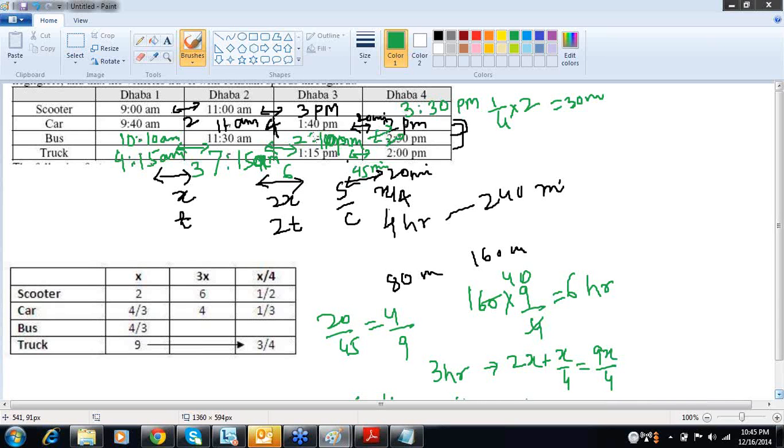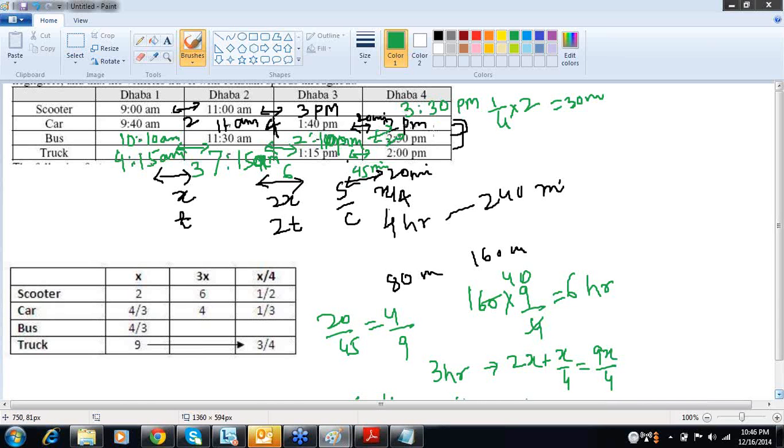Okay. Similarly, from 9:40 a.m., the car reached Dhaba 3 at 1:40 p.m. That means it took 4 hours to travel a distance of 3x. So how much will it take to travel a distance of x? 80 minutes. So the car will reach Dhaba 2 at 9:40 a.m. plus 80 minutes, that means 11 a.m. it will reach. Now it reaches 11 a.m. here, and 1:40 p.m. here. Okay.